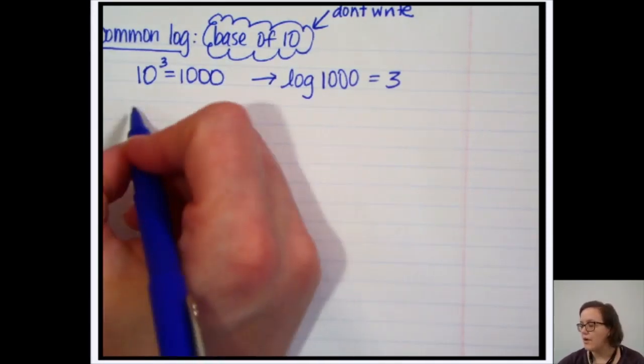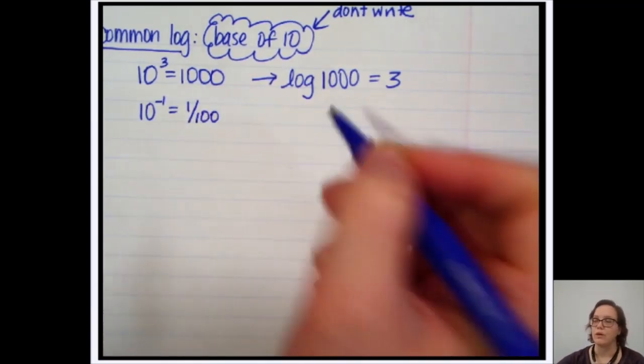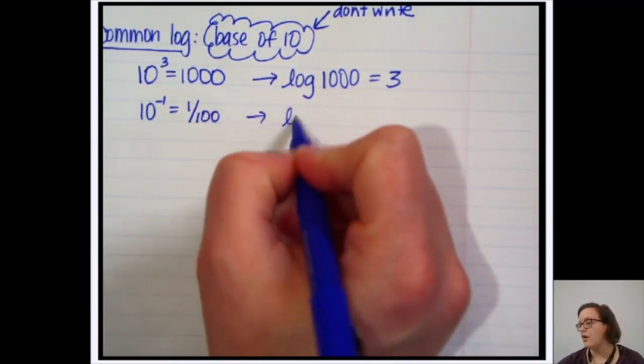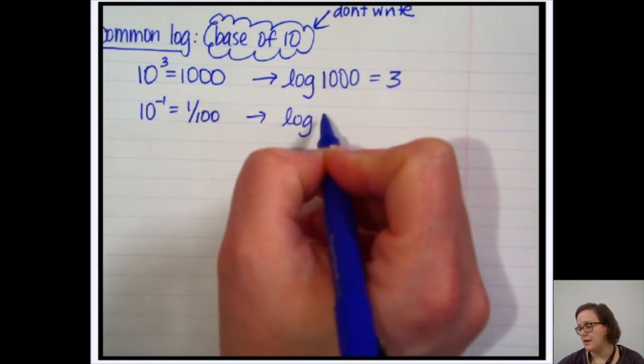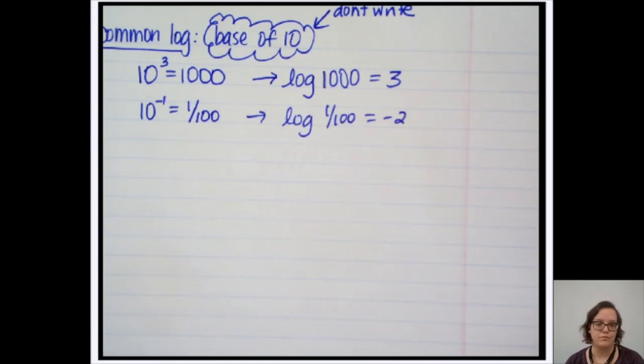Or if I have 10 to the negative 2nd is equal to 1/100th, then I have log, we don't write the 10, of 1/100th, and it's equal to negative 2.